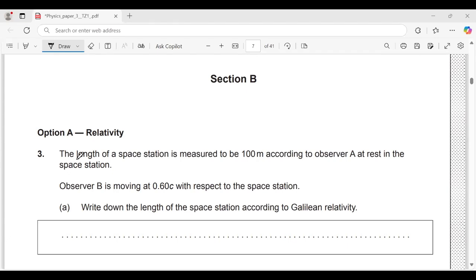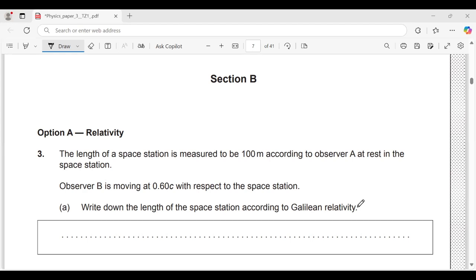Three, the length of a space station is measured to be 100 meters according to observer A at rest in the space station. Observer B is moving at 0.60 c, where c is the light speed in vacuum with respect to the space station. Write down the length of the space station according to Galilean relativity.